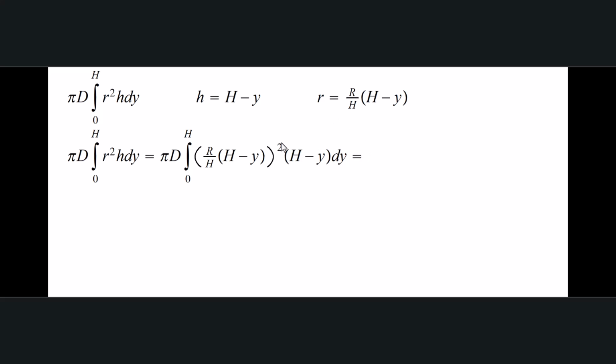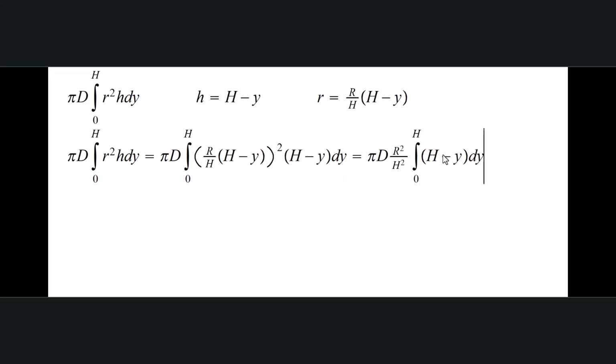So what we have now is pi d. They're going to be proportional, but let's just keep them here. So here we have R squared divided by H squared, and then we simply got H minus y cubed dy. So I'm just writing it in a typist way. I hope it's not confusing you. Okay, so this is cubed.